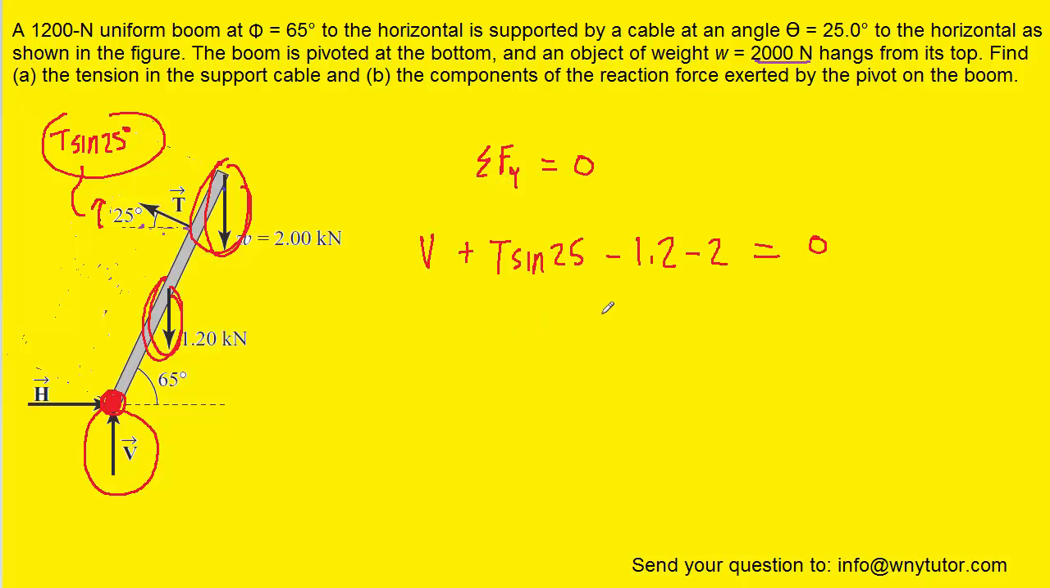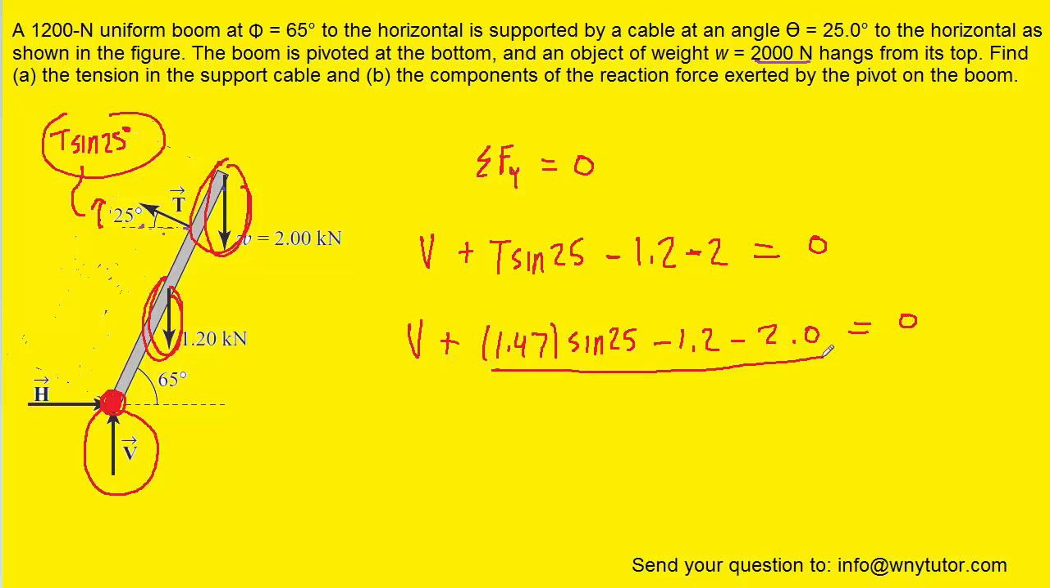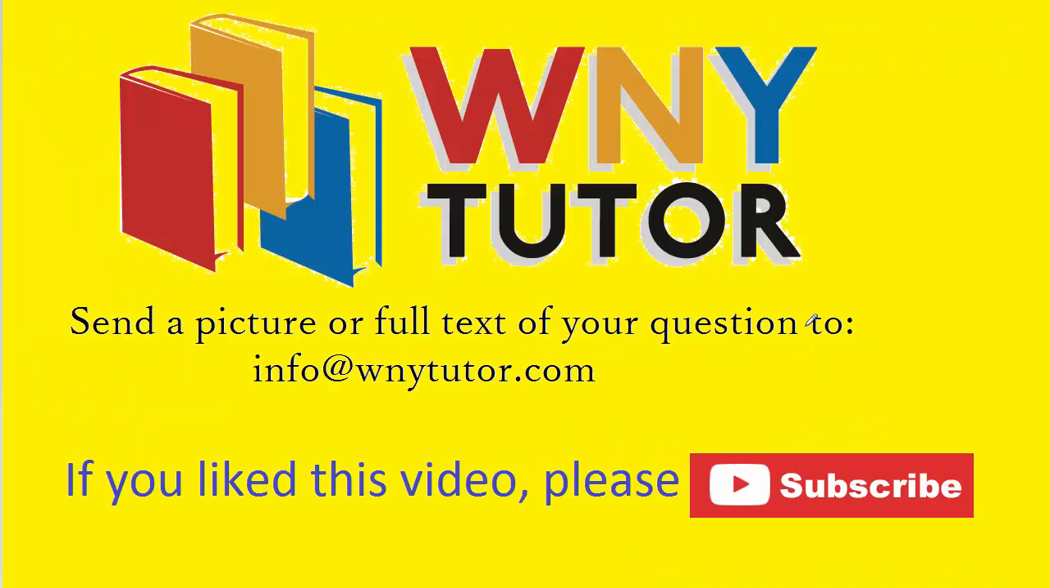Notice that this force and this force, because they're pointing downward, have been given negative signs. So we can go ahead and plug the value of tension in. We'll collect these like terms and then move them over to the right-hand side. And we can see that V is approximately 2.58 kilonewtons, and the direction would be upward. And so that's the correct answer for V.